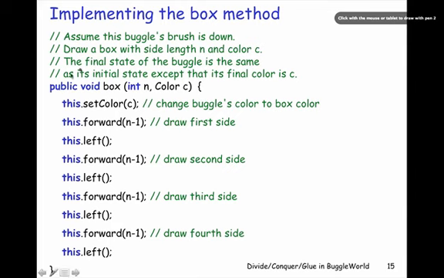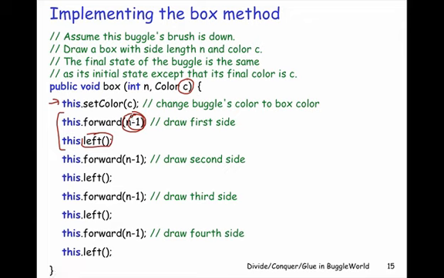The very first thing we do is we set the color of the buggle to be the color we want to draw the box in. And then we're going to repeat 4 times, going forward by n-1 and turning left. The reason for the n-1 is that there's an off by 1 error if we're not careful with how far the buggle goes forward. And so we just repeat that 4 times, and that's the end of the box method.